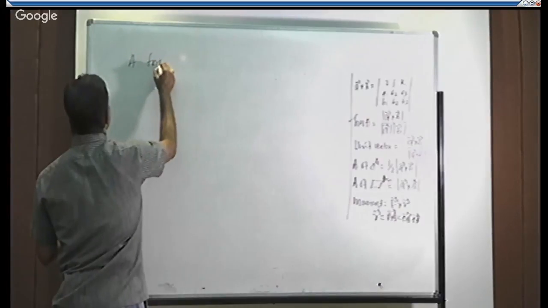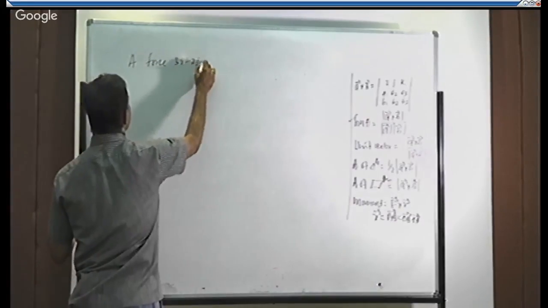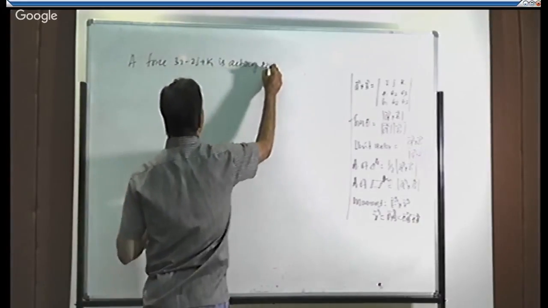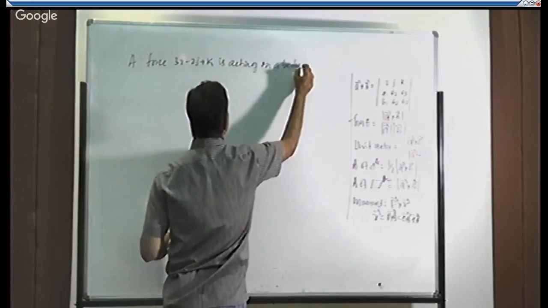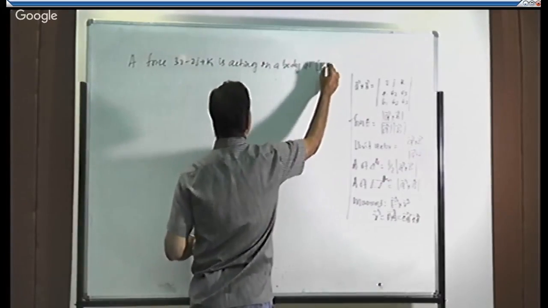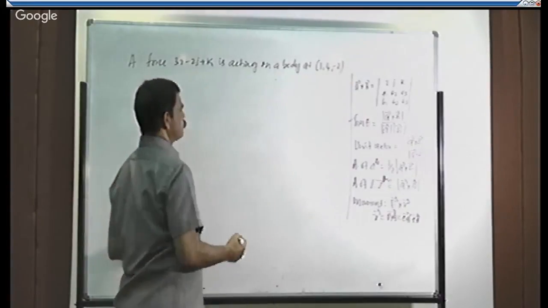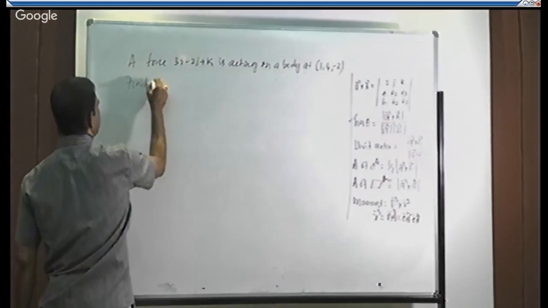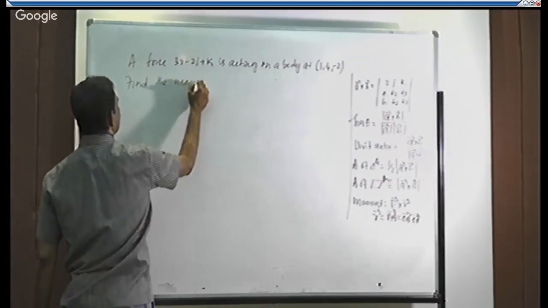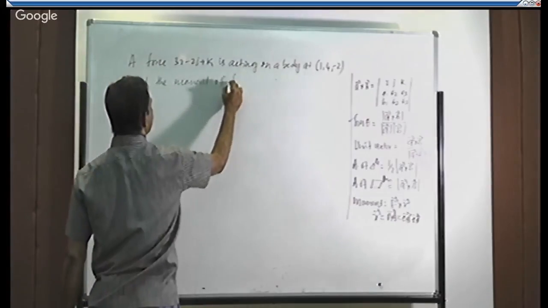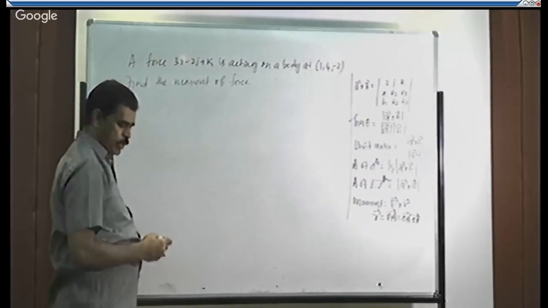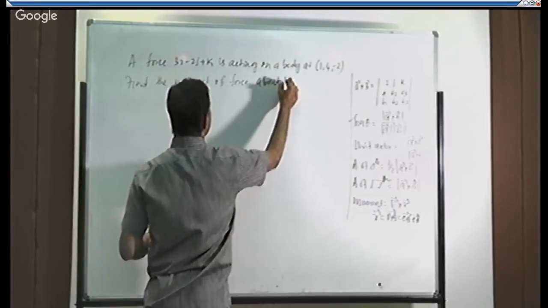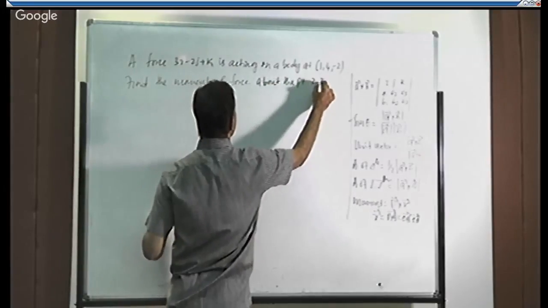A force 3i minus 2j plus k is acting on a body at 1, 4, minus 2. Full stop. Find the moment. Find the moment of force about the point 2, 3, minus 1.